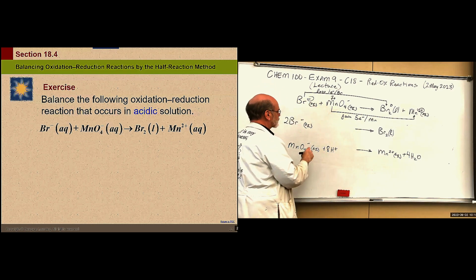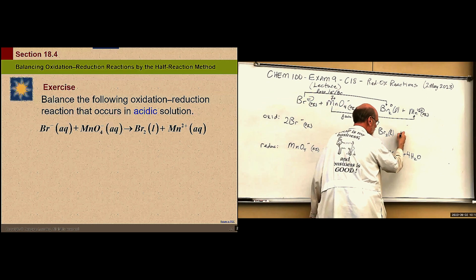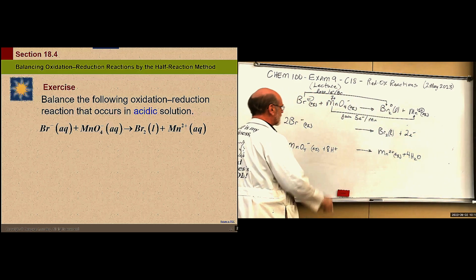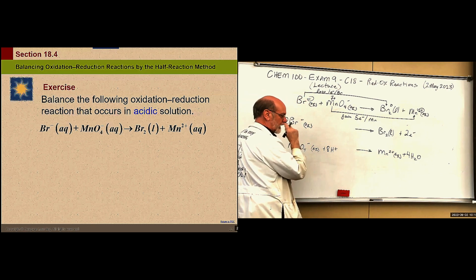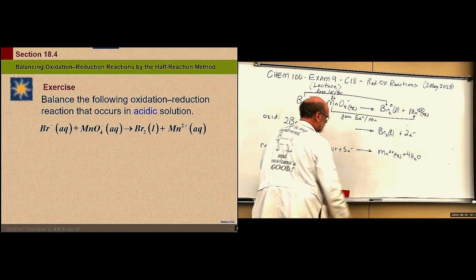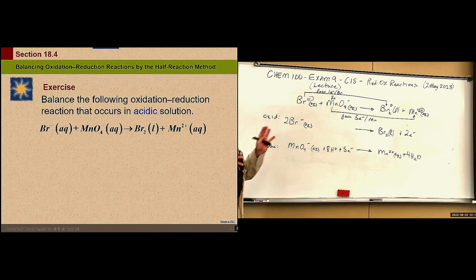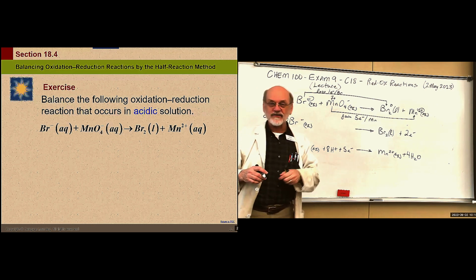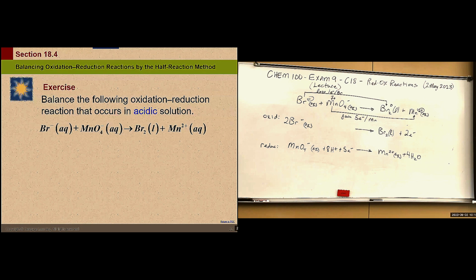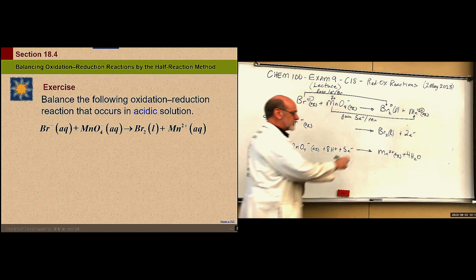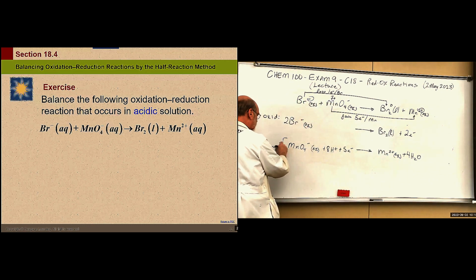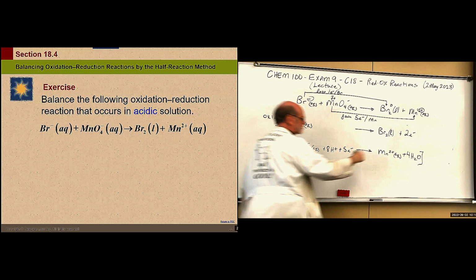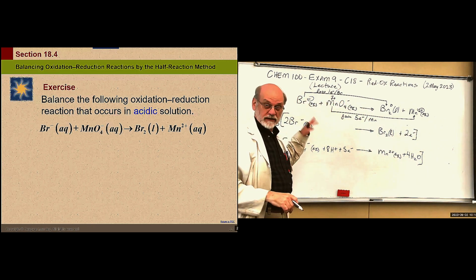Okay. Now we do electrons. Bromine. Loss of one electron per bromine. But there are two bromines. So we actually lost two electrons. Gain five electrons per manganese, and there's only one manganese. So we gained five electrons. Okay? Now we reconcile them. How do you get two electrons and five electrons to meet? The simplest way is to use a math trick called cross multiplication. We take this two and use it as a multiplier here, and take this five and use it as a multiplier here. That will give us 10 electrons in each one.